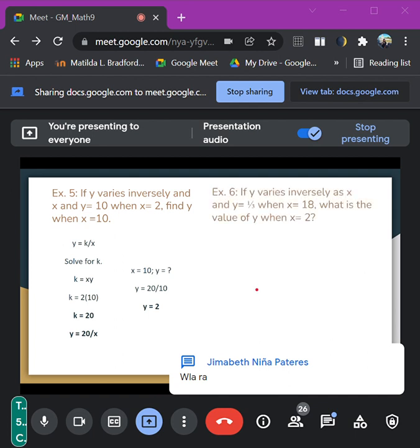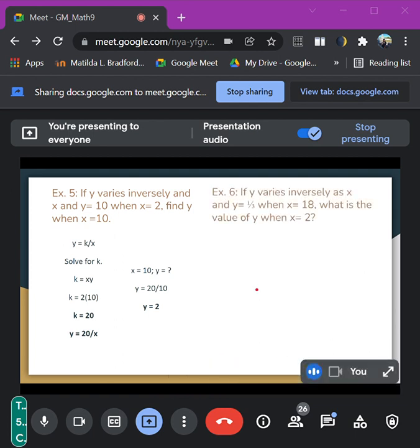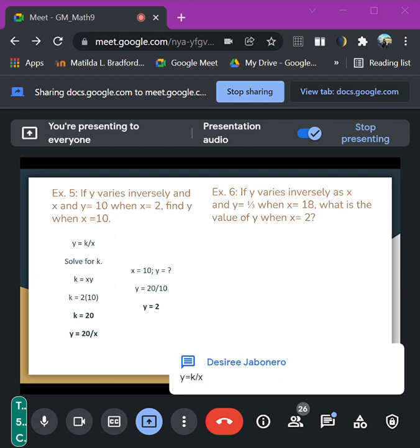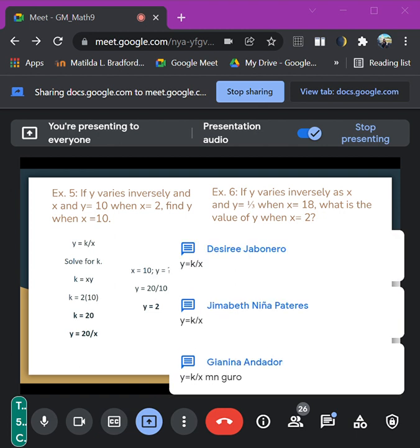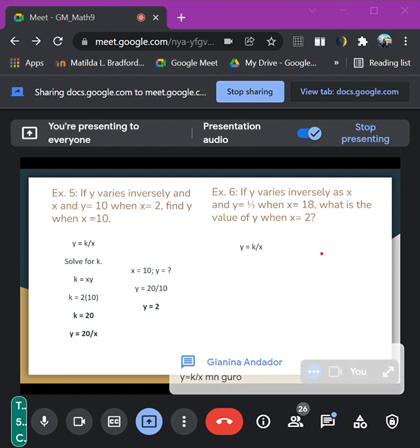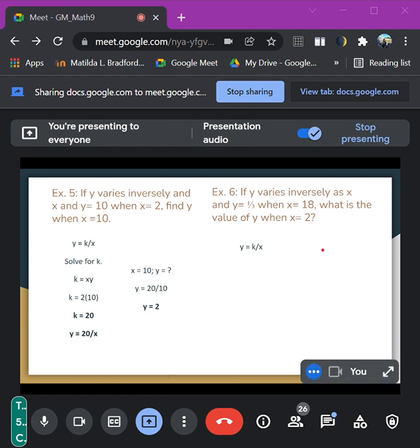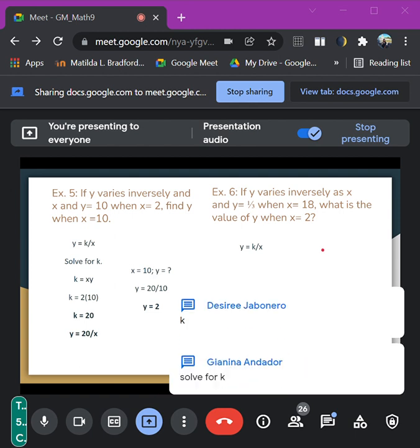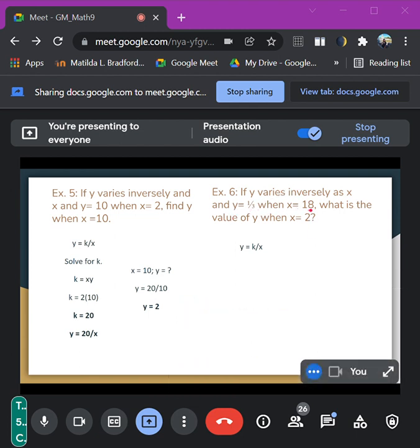If y varies inversely as x and y is equal to 1/3 when x is equal to 18, what is the value of y when x is equal to 2? Okay, we start again with the equation. So, what is our equation there, class? Okay, same again. y is equal to k over x. Now, what do we find first, second, our k. So, it is given that y is 1/3 and x is 18.